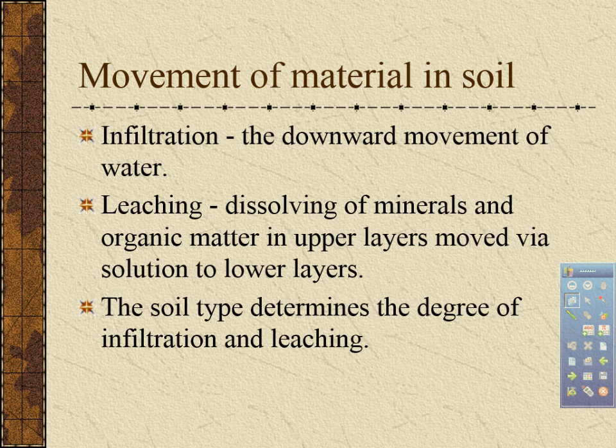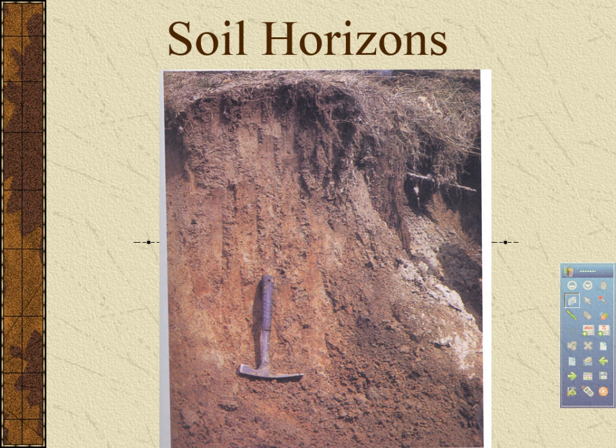Infiltration is just downward movement of water. Leaching is the dissolving of minerals or organic matter in the upper layers, which are then moved to the lower layers. And the soil type will determine what degree of infiltration and leaching you're going to see. So soil horizons are the different parts of the soil, if you're looking from top to bottom, what's where.